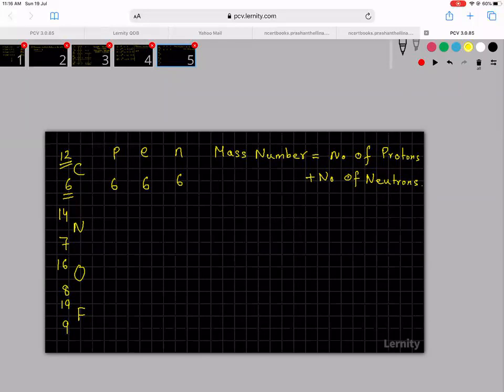Yeah, so here in the K shell you will have 2. Then in the L shell, the rest will go, 4. Okay, for nitrogen, it will have 7 protons, 7 electrons, and 7 neutrons. So here K shell will have 2, L shell will have 5.